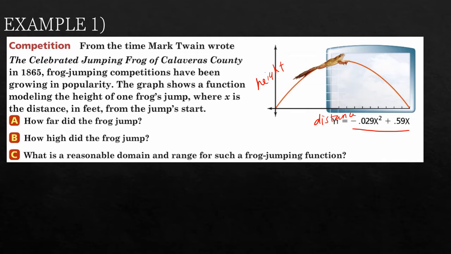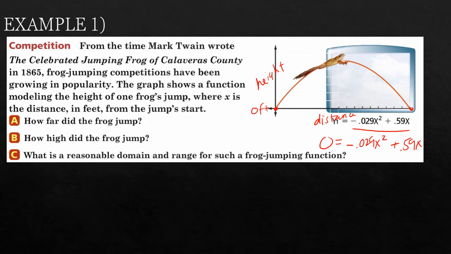So it says, how far did the frog jump? If I'm looking for distance, that means I'm looking for the values of x, right? If I want to know how far it jumped, notice that I'm going from here, which is 0, to here, okay? What they have in common is that the height is at 0 feet. So I'm solving for when negative 29 thousandths x squared plus 5.9 hundredths x equals 0.